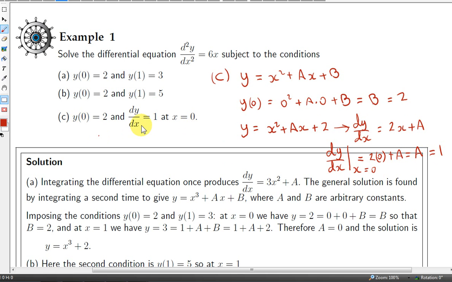So now we can write down the solution that satisfies the boundary conditions of C. y equals x squared plus 1x, a is 1, plus b is 2.